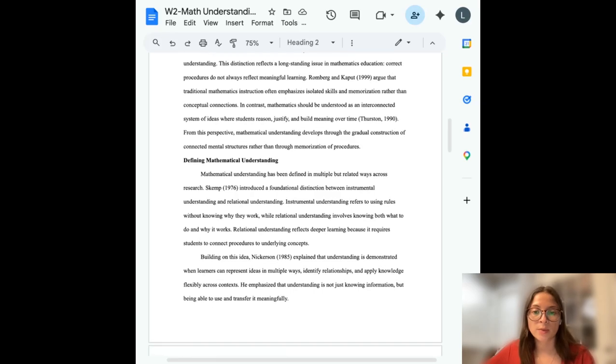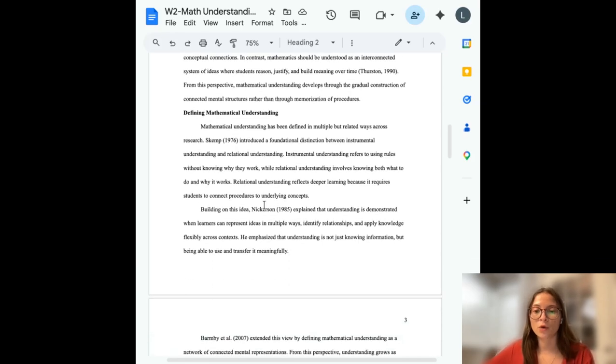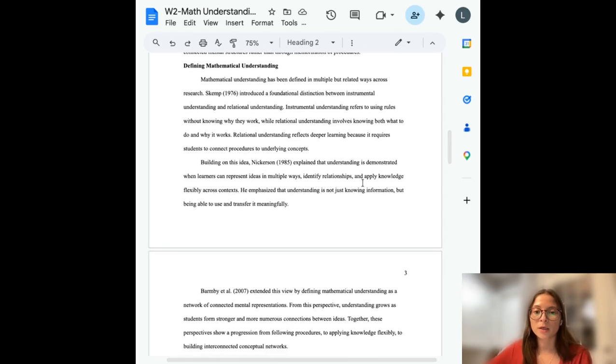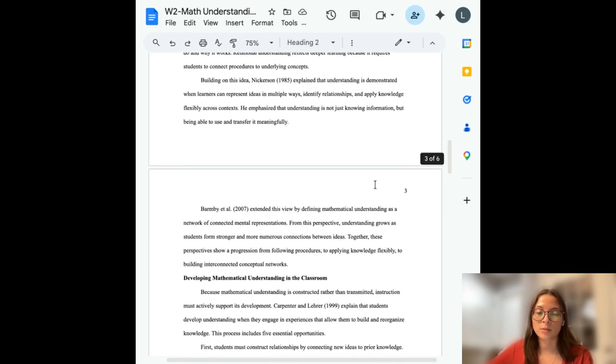Nickerson expands this by explaining that understanding is shown when students can represent ideas in different ways, connect concepts, and apply knowledge in new situations. This helps support the idea that understanding is flexible and usable, not just procedural. Barnby and colleagues take it further by explaining that understanding is a network of mental representations. I use this to show that the more connections students build between ideas, the stronger their mathematical understanding becomes.